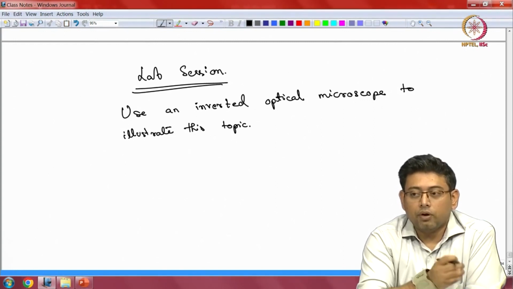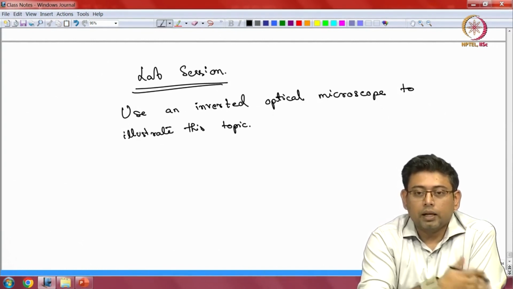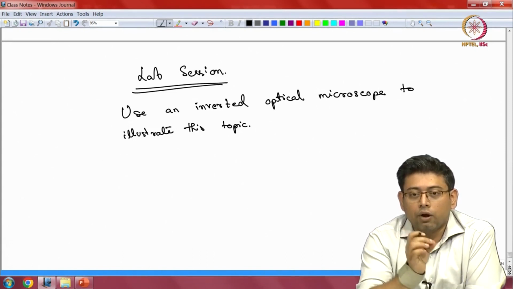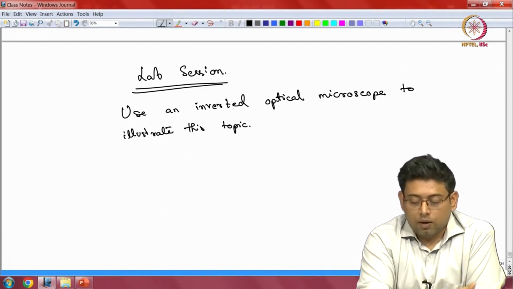Then we will try to narrow it down using what are called filter cubes, and that helps us to use narrower bands of light to illuminate our material, and all this will result in different types of images. As we change the optical methodology, the type of images that we start getting is going to be slightly different.